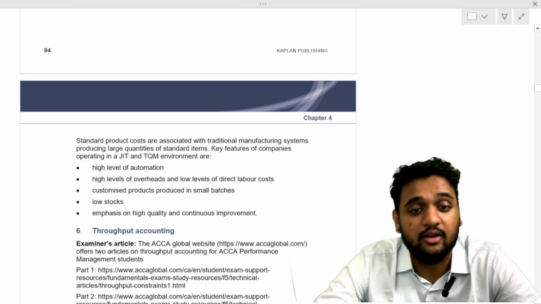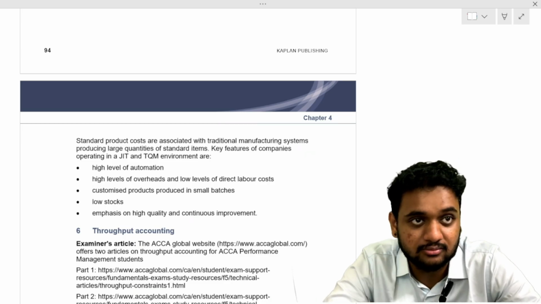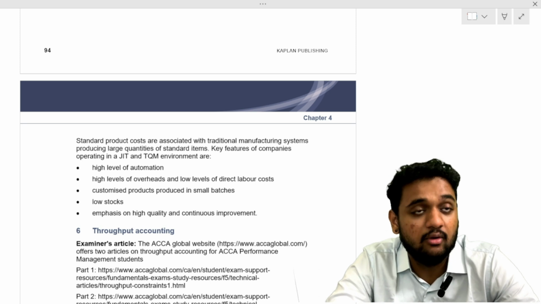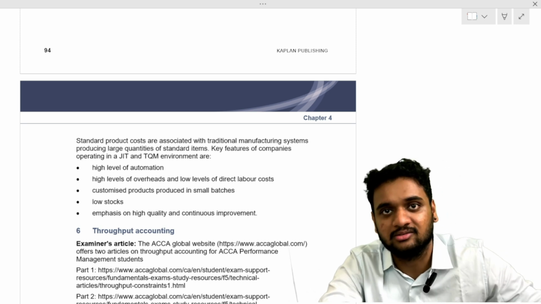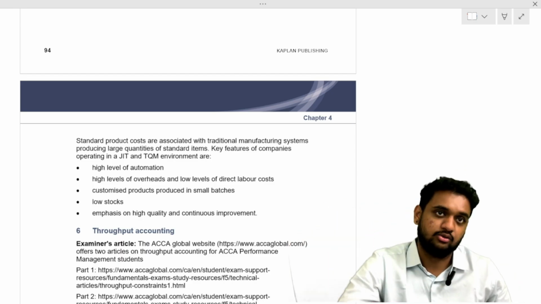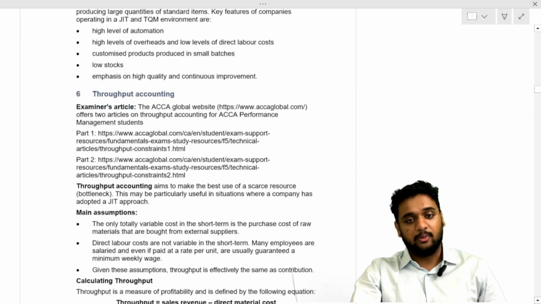Just in time will work only when you have a high level of automation. It will only work when you can't directly depend on labor. Everything is automated: the customer gives an order, you put it inside, and it will come out in the next 1 hour. That's how just in time should work. Understood? Nothing more is required to be known about just in time.